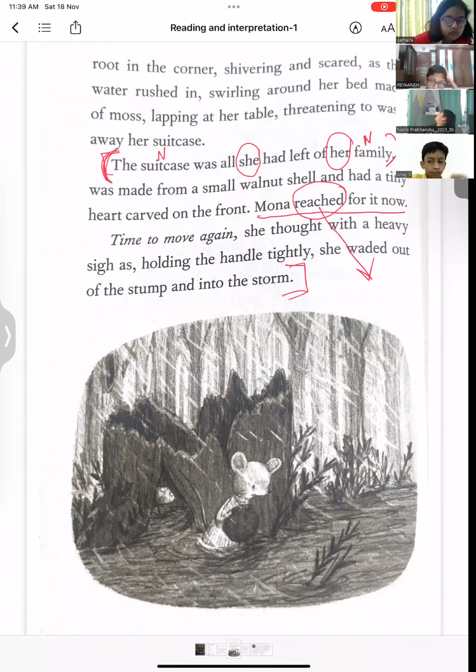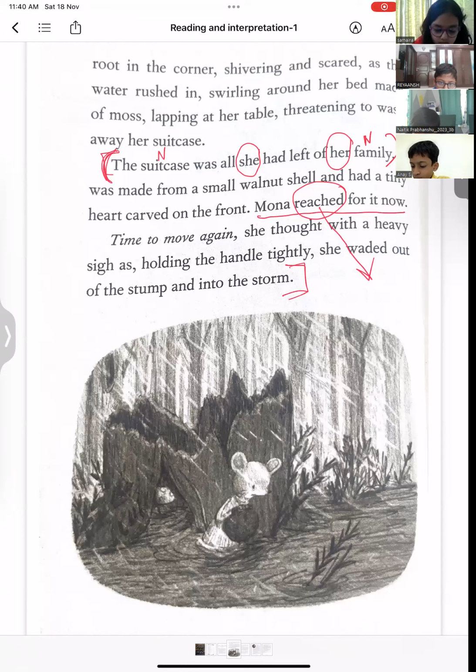As the water rushed in, swirling around her bed made of moss, lapping at her table, threatening to wash away her suitcase. It was a heavy flood. The suitcase was all she had left of her family. It was the only thing that she had as a memory. It was made from a small walnut shell.